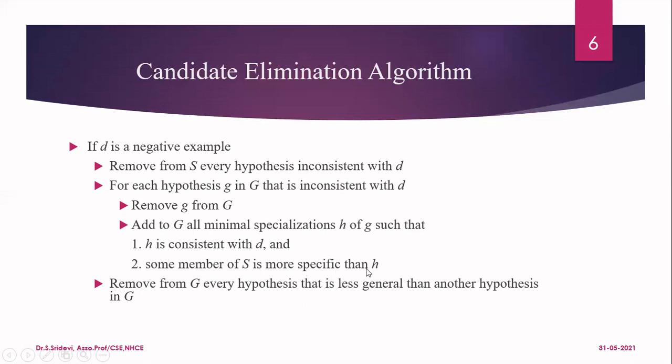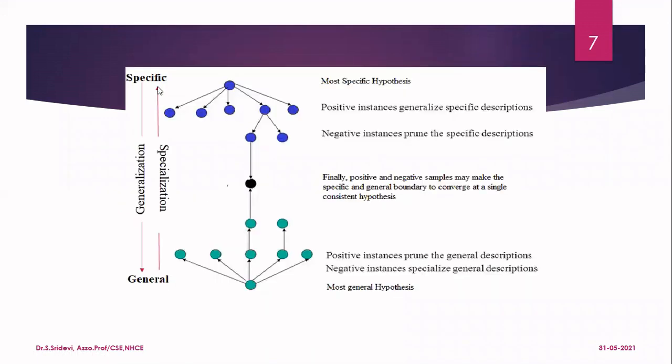Once we do that, we have to check G again, and from G, we have to remove every hypothesis that is more general than another hypothesis in G. In case of S, we removed every hypothesis that is more general than another hypothesis because it is a specific hypothesis boundary. Whereas in case of G, we have to remove every hypothesis that is less general than another hypothesis in G. So we now have two boundaries, the specific boundary and the general boundary.